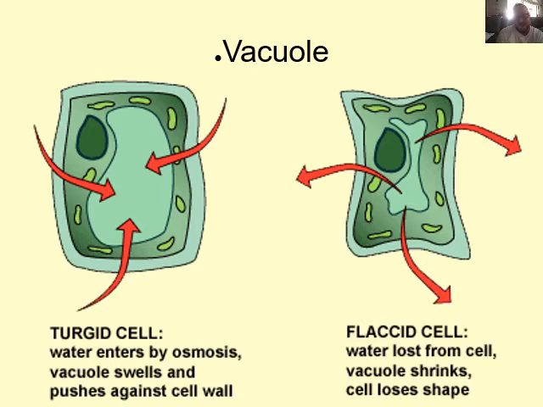Whereas with a flaccid cell, the water is lost from the cell, and that's because glucose and/or salts have been moved to the outside of the vacuole, which causes all the water to move out into adjacent cells or just into the cytoplasm. This causes the vacuole to shrink and the cell loses its shape. This is when we say a plant has wilted. So you haven't watered it for a while and now all of a sudden it's all droopy.